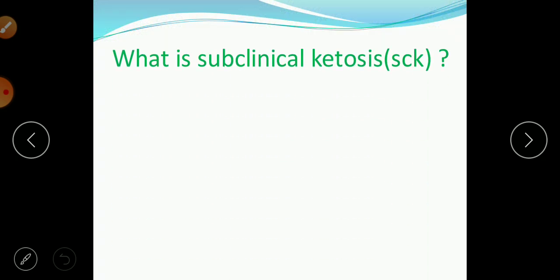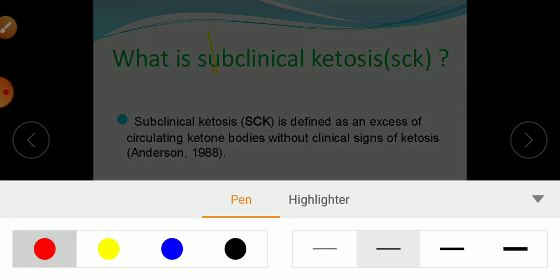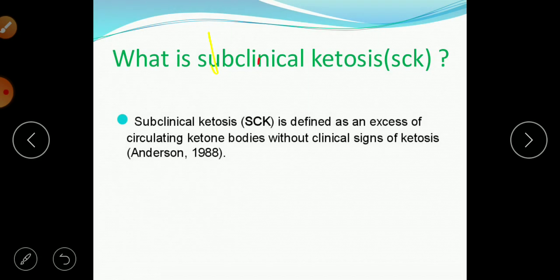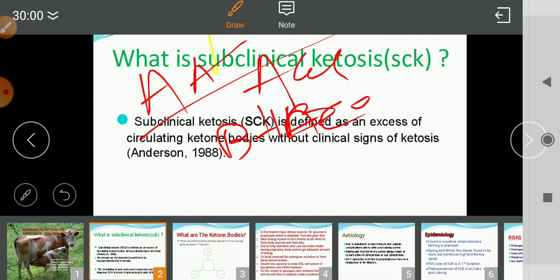So what is subclinical ketosis? It is nothing but an excess amount of circulating ketone bodies without any clinical signs of ketosis. So, what are the ketone bodies? We have to first know the ketone bodies are nothing but the acetone, beta hydroxybutyrate, and the acetoacetic acid. So, these are your ketone bodies.